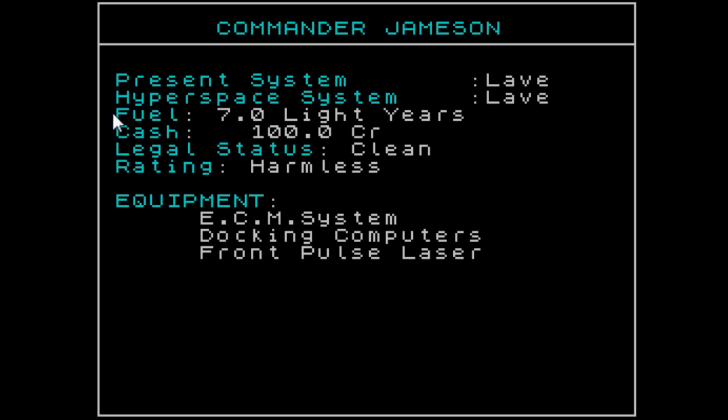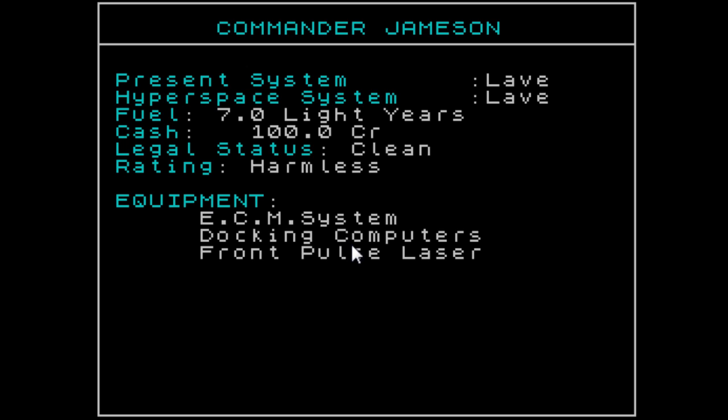Okay, so let's actually take a look at the game itself. Now, this is your initial screen when you've got a character. I've cheated a little to give myself a docking computer and an ECM system, just so that we can have an actual look at the game without having to worry too much about the little ins and outs. It's telling me my name, where I am, where my destination is plotted to, how much fuel I've got, cash, my legal status if I've been naughty or bad, and number of kills I've had.